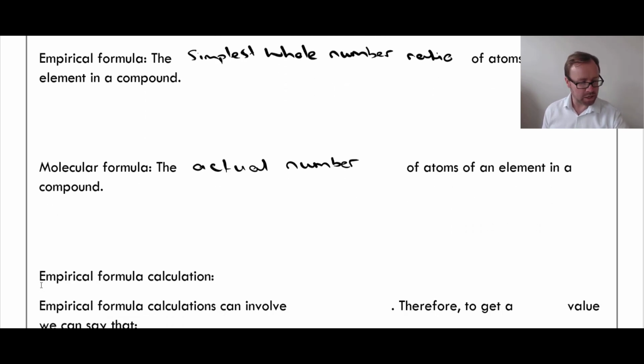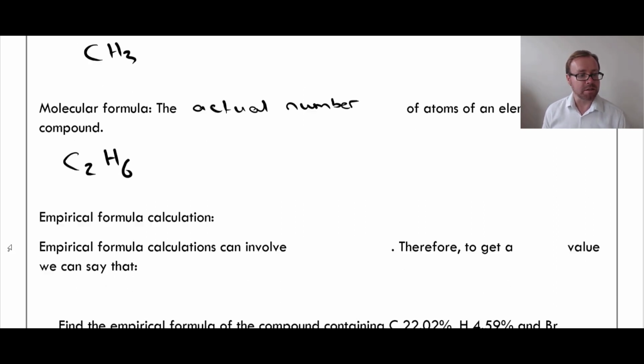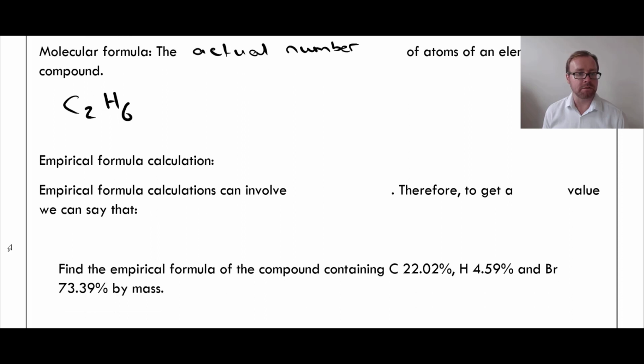E.g., so if I had a molecular formula of C2H6, which, if you know, should be ethane, my empirical formula of my molecular formula, the simplest whole number ratio, should be CH3, because there's a 2:6 ratio. I can simplify it to 1:3. Right, so moving on. Empirical formula calculations.